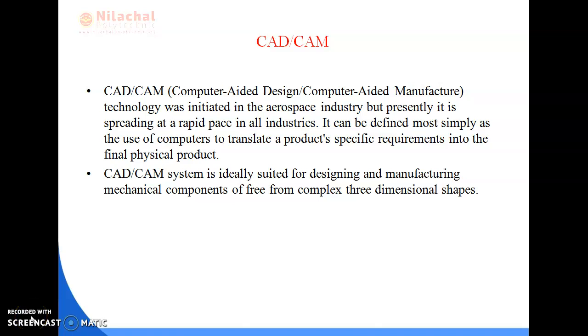Next part of this chapter is CAD and CAM. CAD means computer aided design and CAM means computer aided manufacturing. So CAD CAM technology was initiated in the aerospace industries, but presently it is spreading at a rapid pace in all industries. It can be defined most simply as the use of computers to translate a product specific requirement into the final physical product. CAD-CAM system is ideally suited for designing and manufacturing mechanical components of free-form complex three-dimensional shapes.